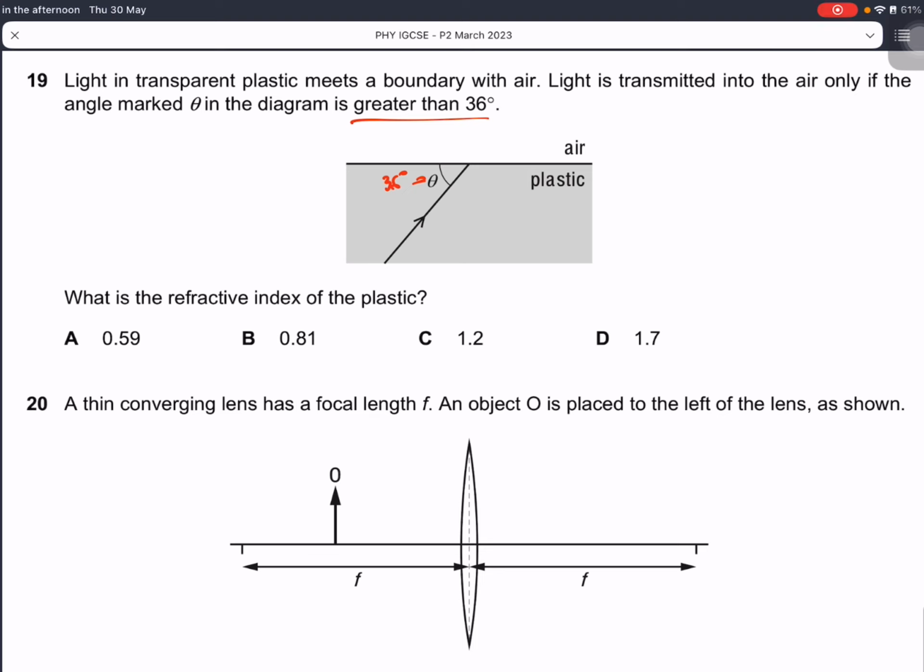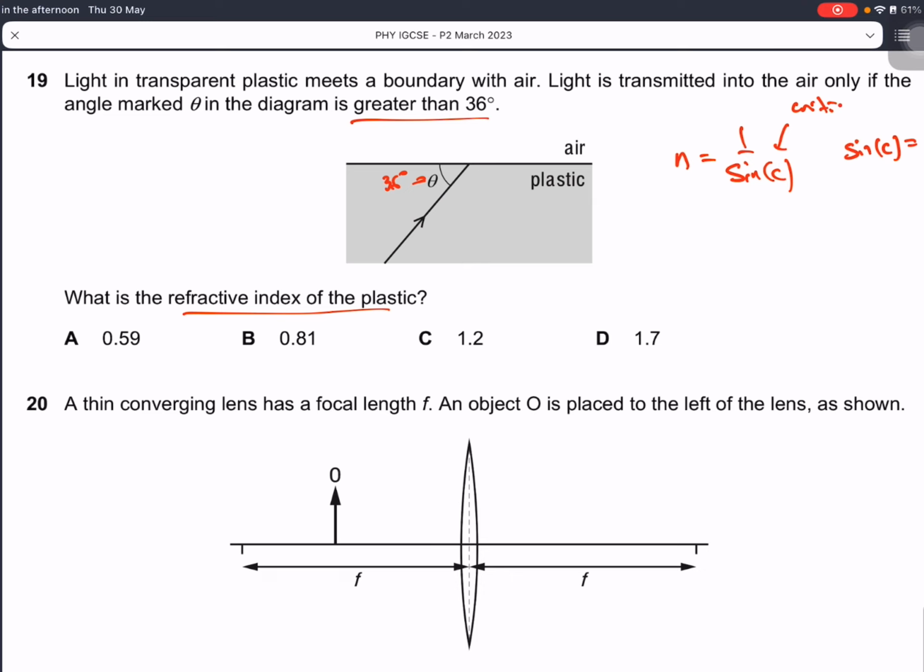What is the refractive index of the plastic? Well, refractive index you can find with the critical angle as well. Using n equals 1 over sine c, or you may have learned from your teachers sine c equals 1 over n. Both are correct, just changing the places of n and sine c, yeah. n is the refractive index, c is the critical angle, okay?